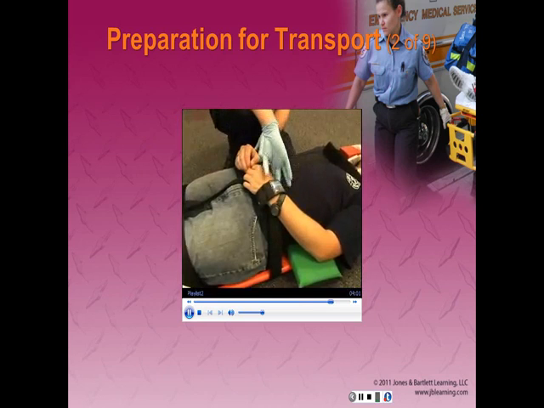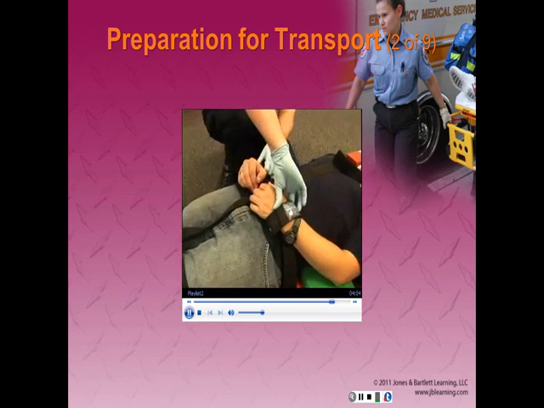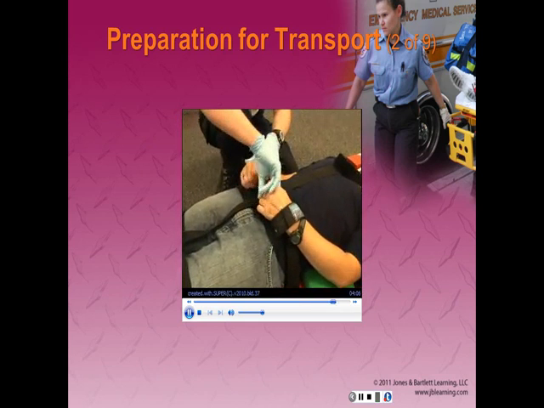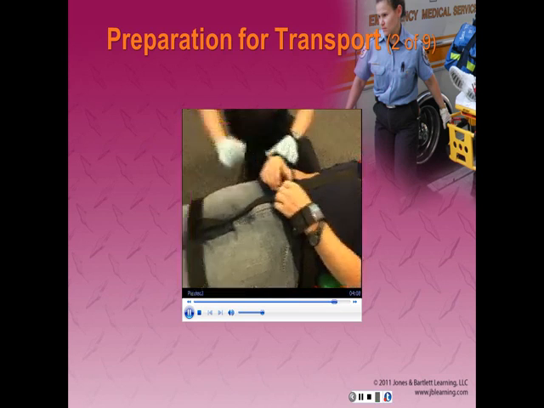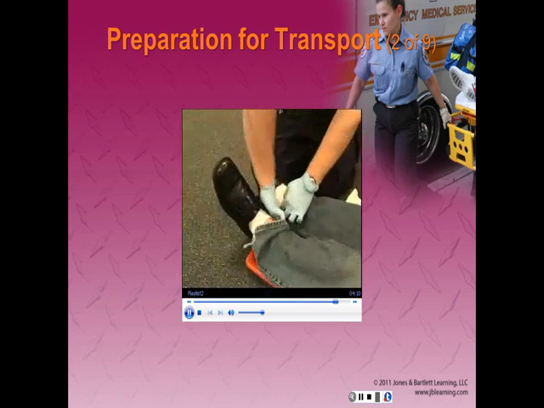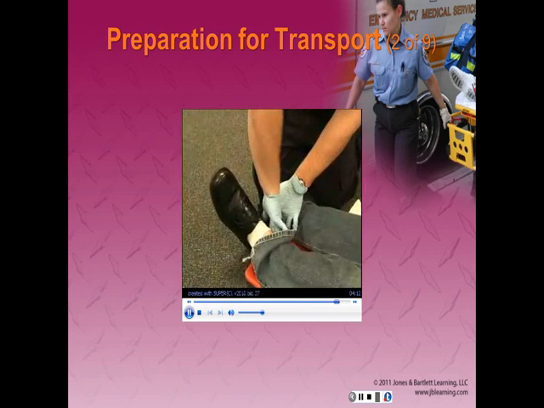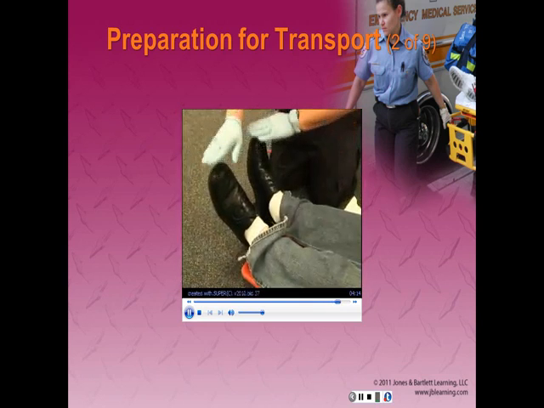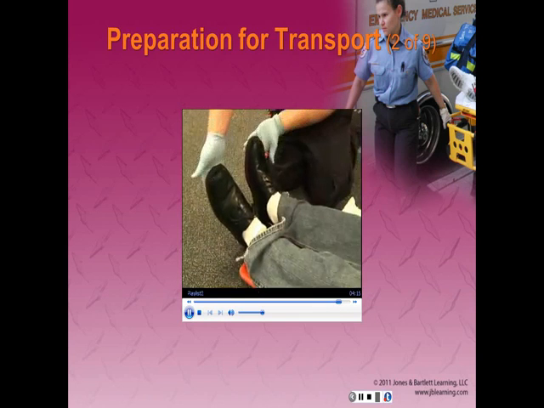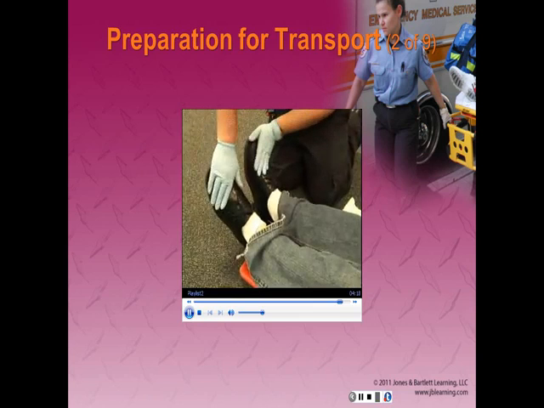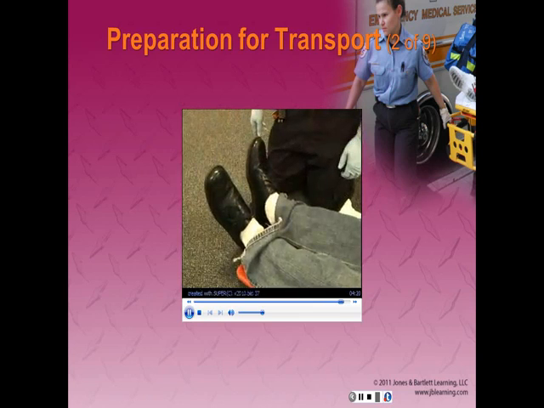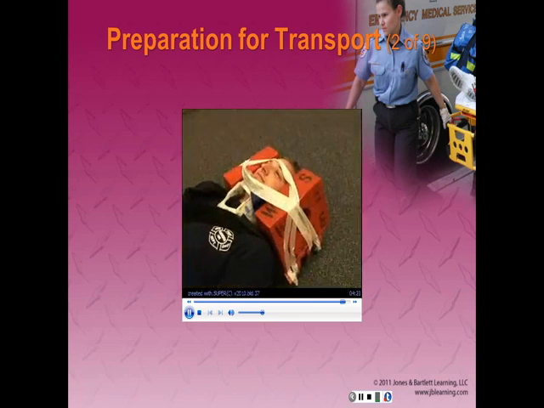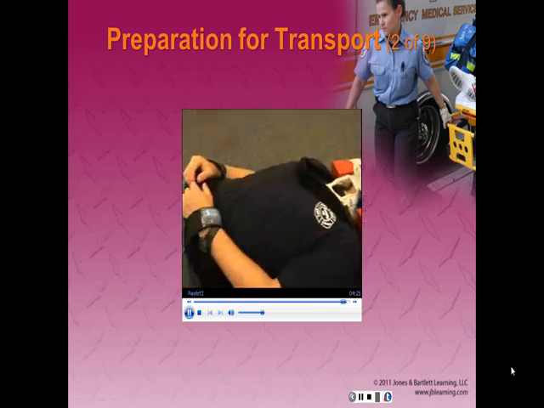Check the distal circulation, sensation, and motor function in all four of the patient's extremities. Feel me touching? Give me a squeeze. Okay. Feel me touching your feet? Press down on the gas pedal. Pull up. You are now ready to carry the patient.